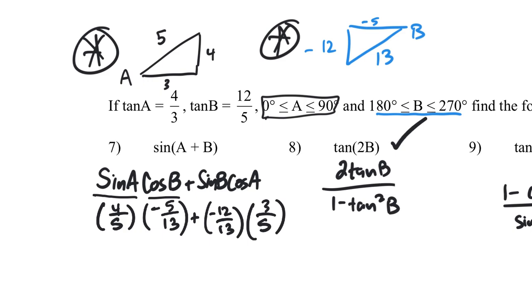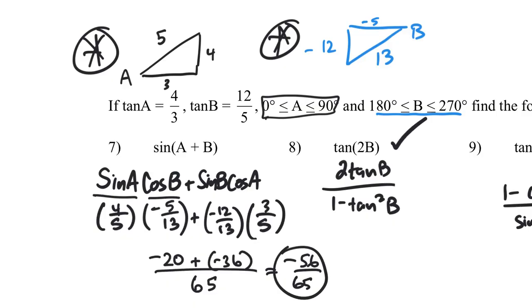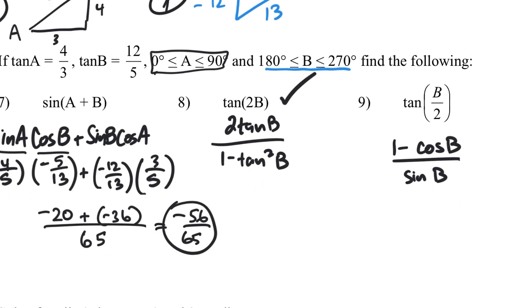From here, we're just simplifying. So we know our denominator is going to be 65. We get negative 20 plus negative 36 all over 65 for an answer of negative 56 over 65. There's our first one. All right, next we have to find tangent.